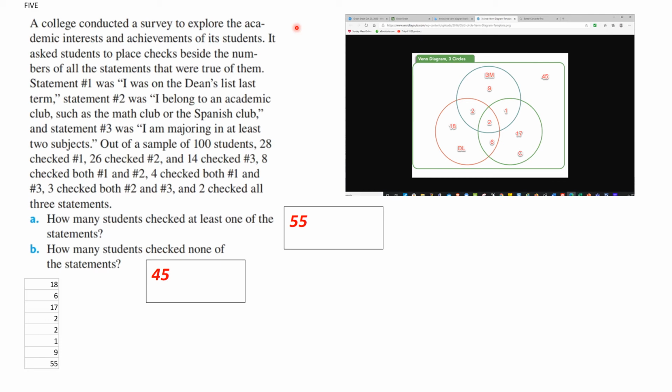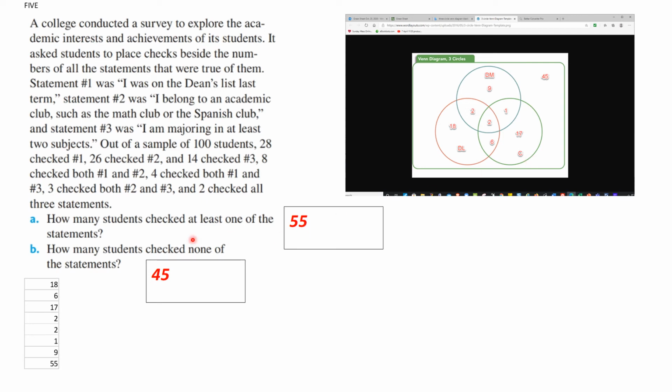And so you could be on the dean's list. I called that DL. You could be in a club. I called that C. And you can be a dual major. Okay, or I guess I should say a multiple major, but I called it dual major here. Anyway, I worked through these facts and created this as the Venn diagram.